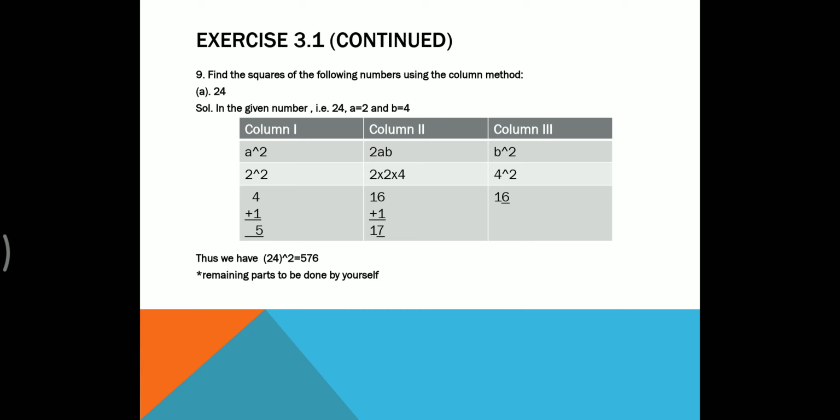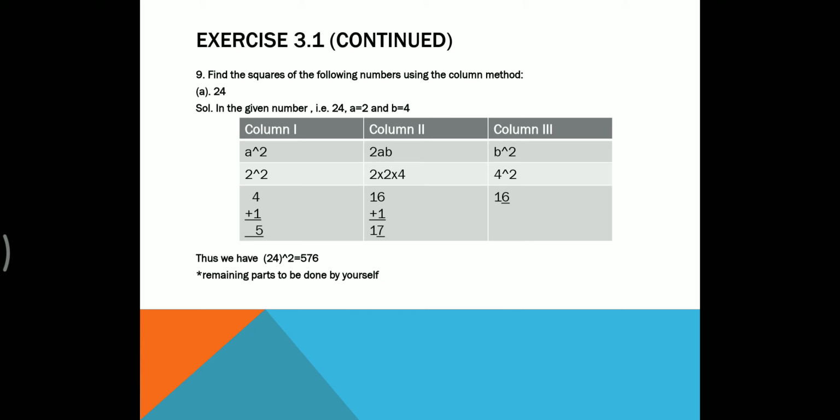As already discussed, in the given number 24, we will take A as 2 and B as 4. What we have already discussed earlier is that in such questions we are supposed to take 3 columns. Let the columns be column first, column second and column third. As I told you in the previous lecture, you can relate it with (A plus B) whole square, that is A square plus 2AB plus B square.